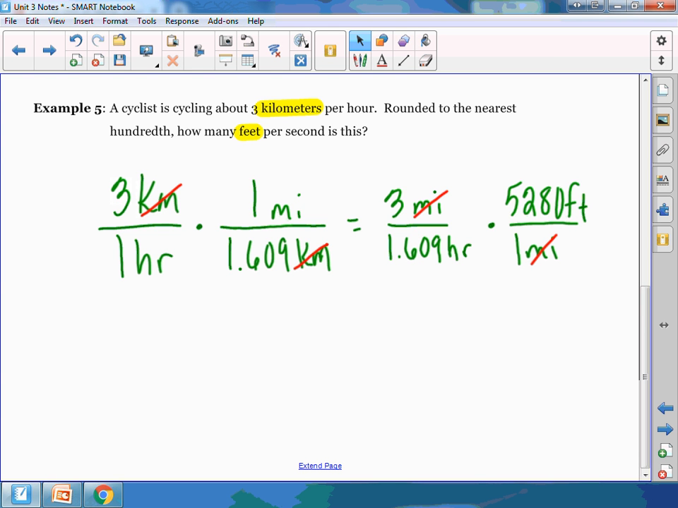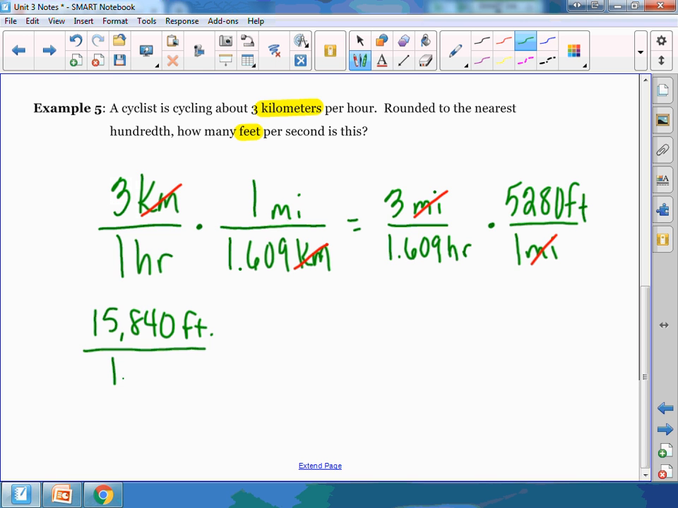I'm going to have to bring this around out of room here. So take your 5,280 times 3. What do we have on that? Ava? 15,840. And that would be feet and over 1.609 hours. We're getting there. We're good with the distance. Now we've got to work on the time.